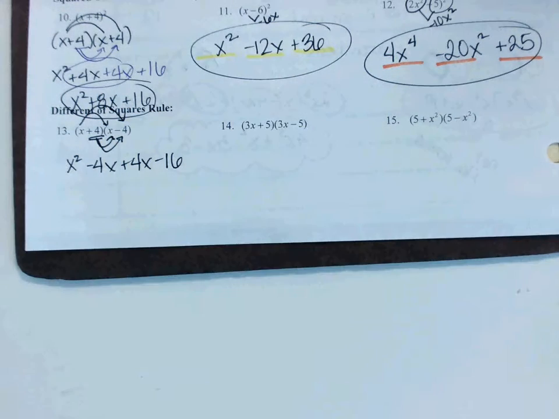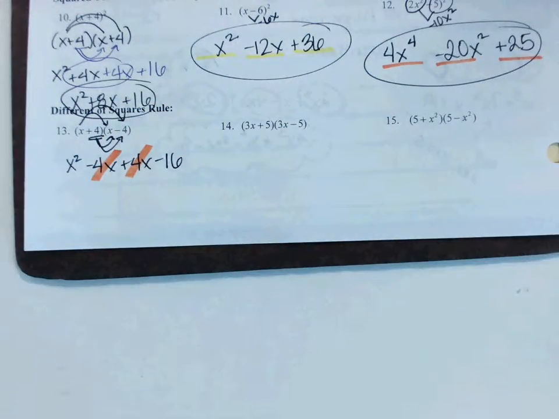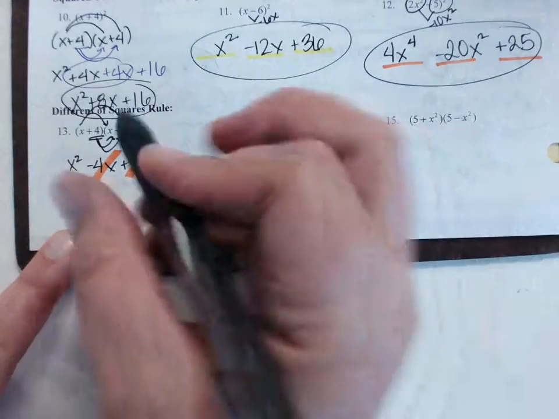Good. Then look in the middle. What's going to happen? These guys cancel. Here's why. One of my parentheses had a plus 4. The other parentheses had a minus 4. Instead of me doubling those terms in the middle because they're the same sign, I'm going to eliminate those terms because they're opposite signs. So it'd just be x squared minus 16.